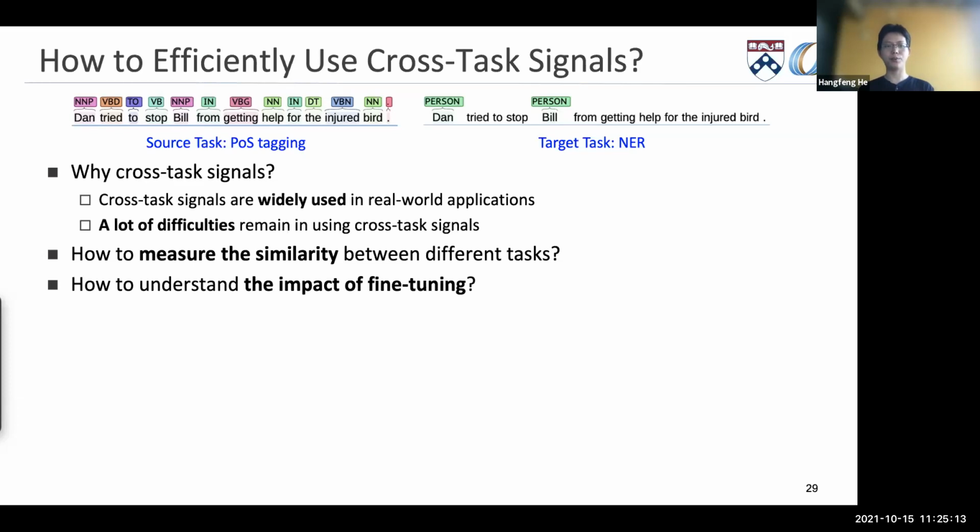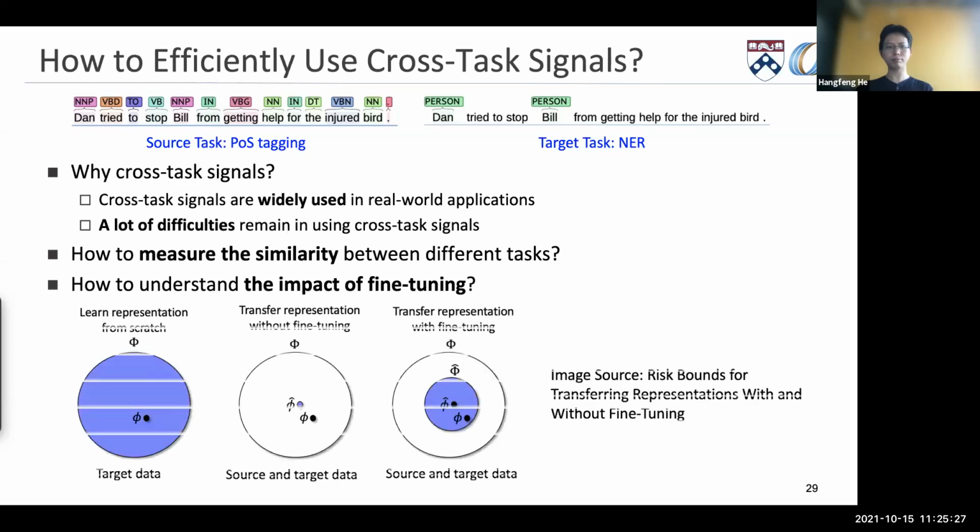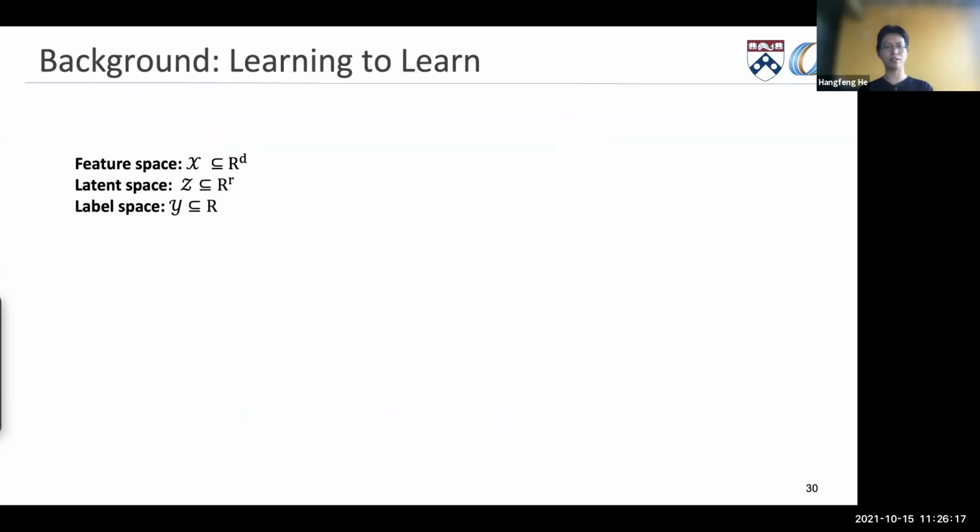Another problem is that we don't really know how to understand the impact of fine-tuning. Currently, the mainstream methods use fine-tuning in experiments, but we don't really know why fine-tuning is beneficial. For instance, we have at least three ways to learn representations. The first way is to learn the representation from scratch on the target data, trying to select some representation in the big representation space Phi. The second way is to use large-scale source data to learn the representation phi and directly use it in the target task. The third way is to first learn phi in the source task and then fine-tune phi in a smaller neighborhood compared to the whole representation space, trying to find a better one for the target task. Intuitively, fine-tuning should be a better choice in general, but we don't really know why it's beneficial. So before going to our work, we first recap some background in learning to learn.